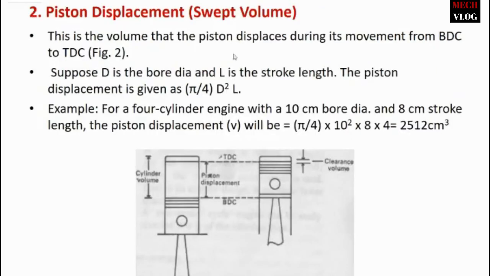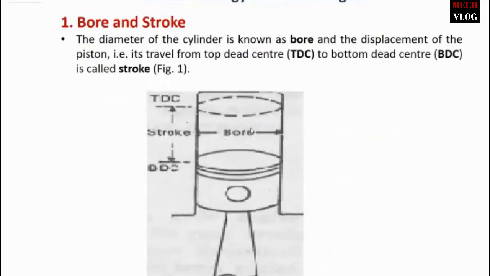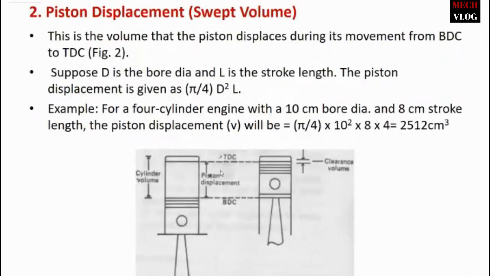The next one is piston displacement. So what is piston displacement? This is the volume that the piston displaces during its movement from the top dead center to the bottom dead center. This is called piston displacement. The next one is swept volume. Suppose D is the bore diameter and L is the stroke length. How do we calculate the piston displacement or the swept volume? Pi by 4 D square into L. This is the equation for finding the swept volume.